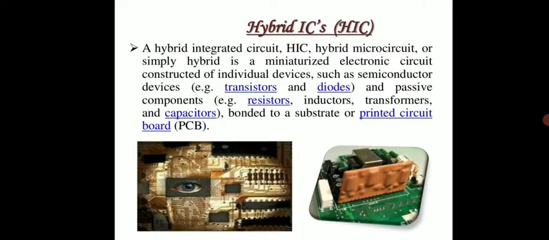And the next, hybrid ICs, HIC. A hybrid integrated circuit, HIC, hybrid microcircuit, or simply hybrid, is a miniaturized electronic circuit constructed of individual devices such as semiconductor devices, for example transistors and diodes, and passive components, for example resistors, inductors, transformers and capacitors, bonded to a substrate or printed circuit board, PCB.